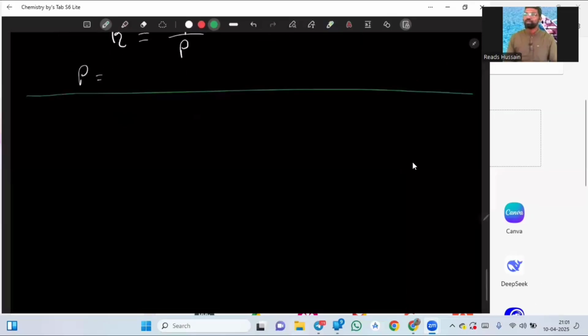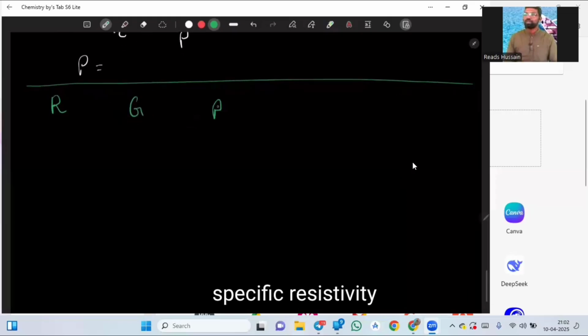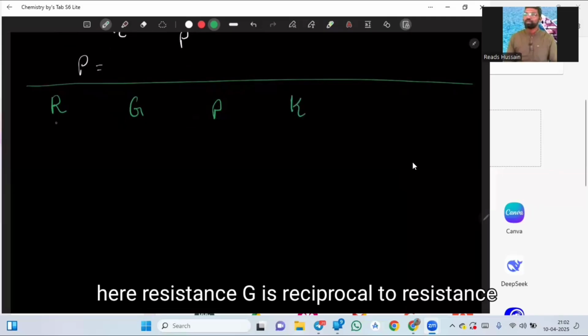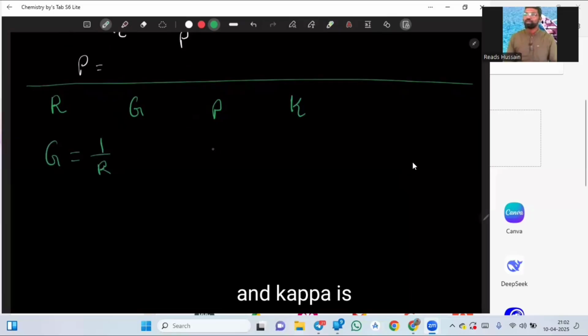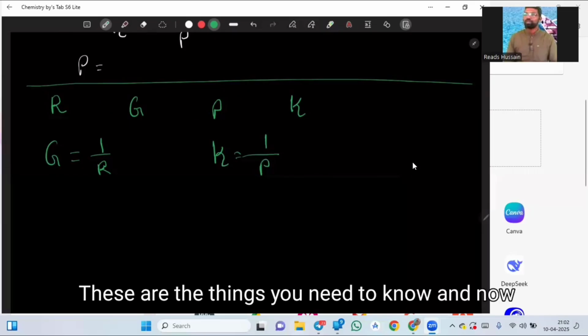Till now, what have we discussed? We have discussed resistance, conductance, resistivity, and conductivity. These are the four things, right? Here, G is reciprocal to resistance, and kappa is reciprocal to resistivity. These are the things you need to know.